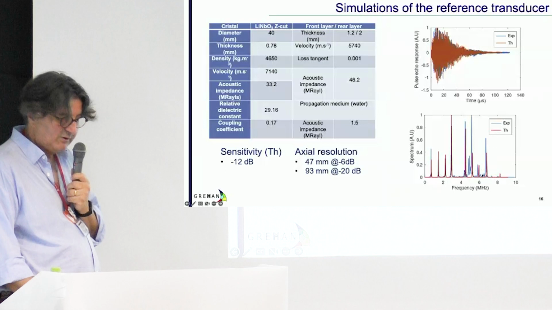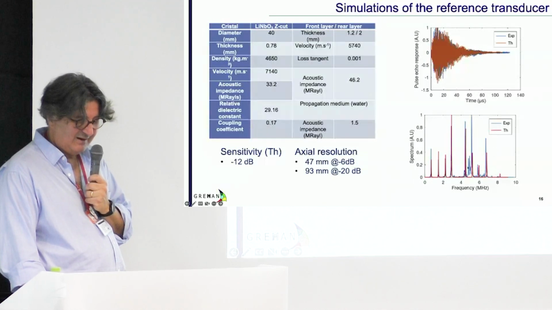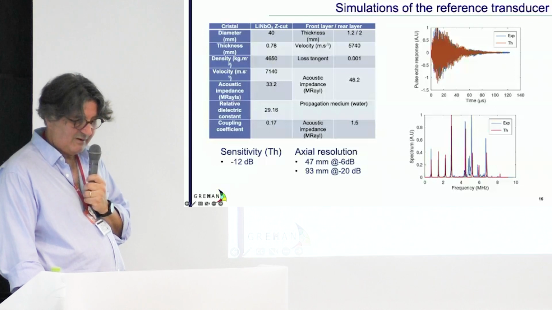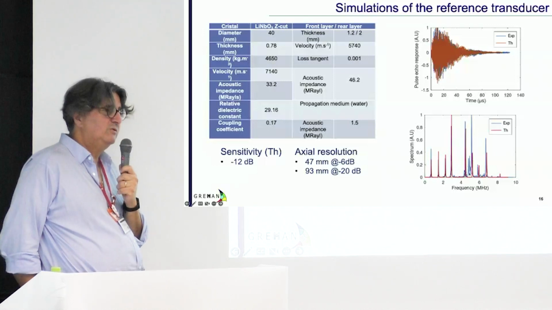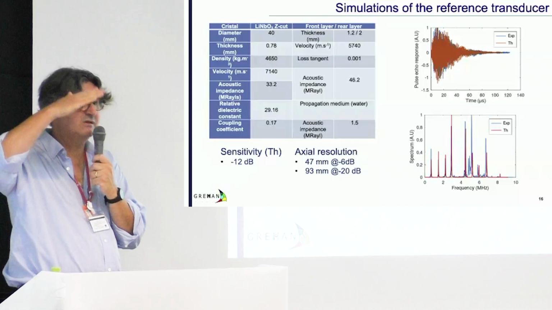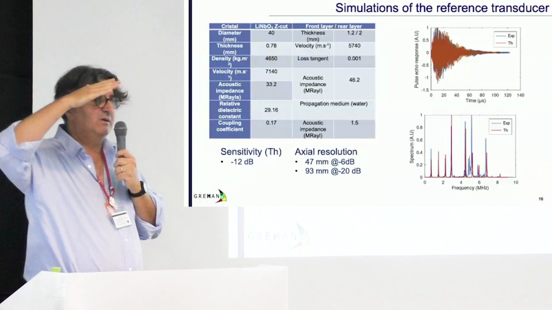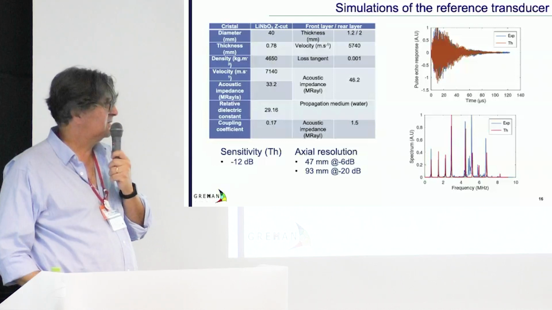And of course, you always have a difference between theory and the experiment. And here you have additional resonances that can be due to the brazing that creates an additional layer, for instance, between the rear plot and the lithium niobate.